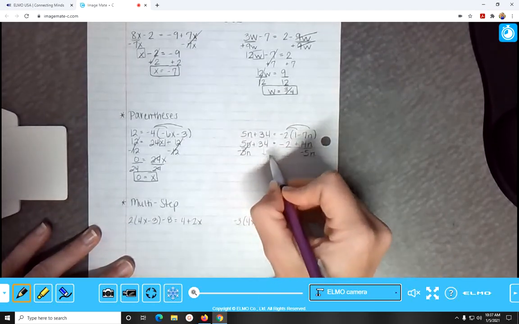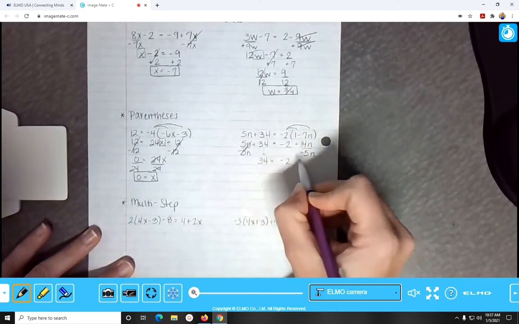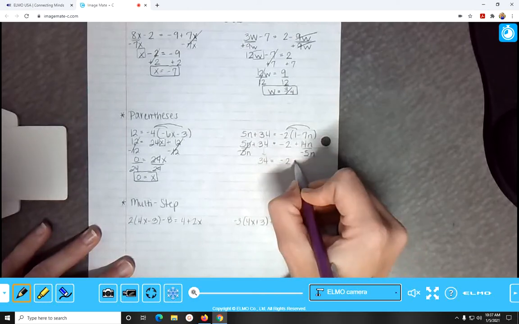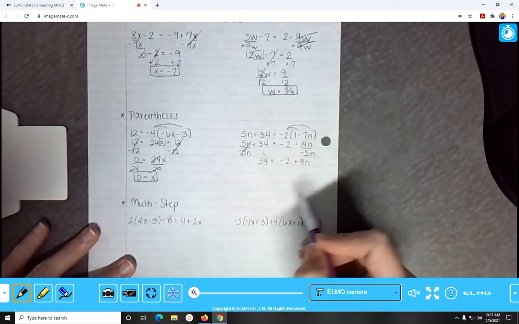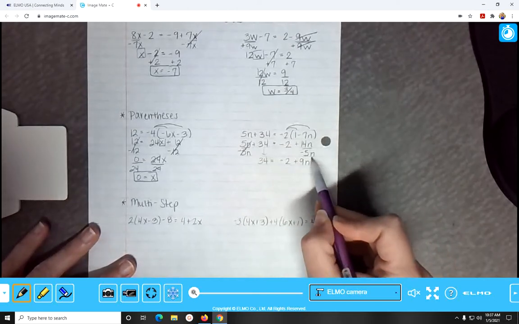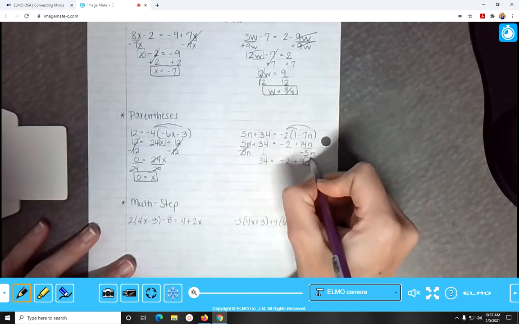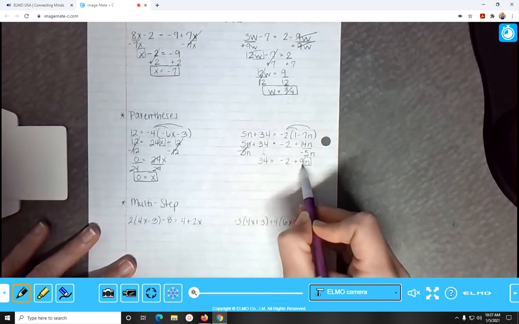So I'm going to bring down the 34, so I have 34 equals negative 2, and then 14 minus 5 is 9, so plus 9n. Okay, so this one looks a little bit different just because our variable's on the other side, kind of like this one was over here. I still want to get rid of this negative 2 or this minus 2 before I worry about that 9 that's sitting in front of the variable.